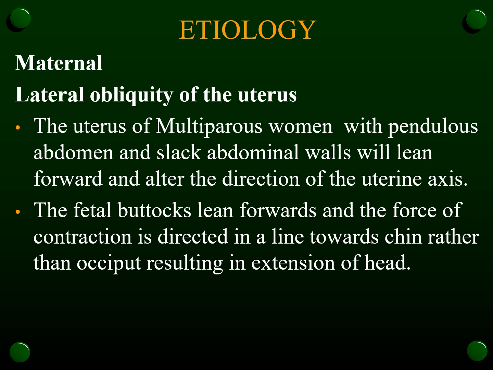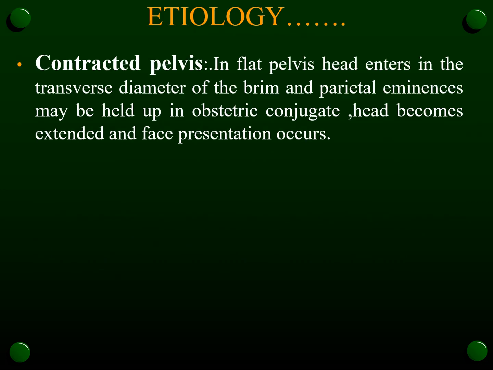So when the uterus is contracting, actually the force of contraction will act through the fetal pole, and through the spine it will be directed towards the occiput. But here, because of the inefficiency of the uterine muscles, instead of acting over the occiput, it will be applied towards the chin, and that leads to the extension of the head. And next is contracted pelvis.